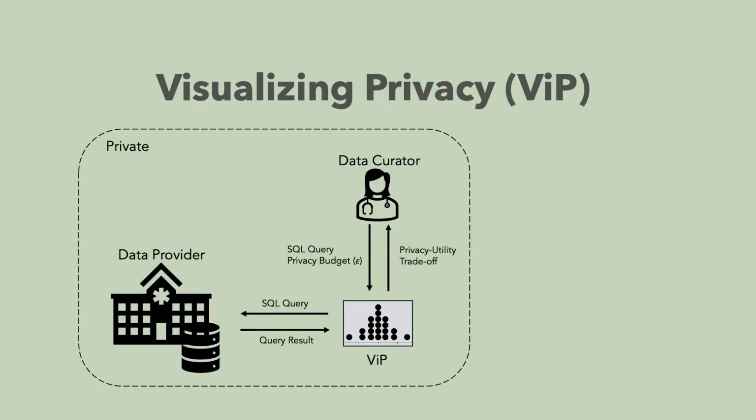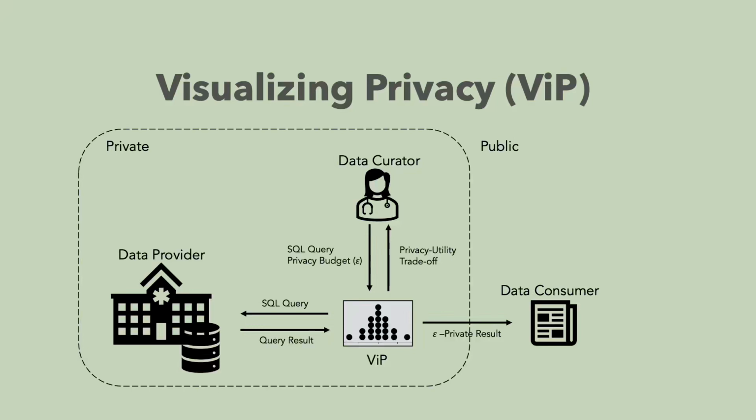The data curator makes queries to VIP and sets the privacy budget. VIP then accesses the private data from the data provider, in our case that's the hospital, and VIP then visualizes the privacy utility trade-off under the set privacy budget. The data curator can iteratively choose different values for the privacy budget and see the resulting privacy utility trade-off to make a decision about what an appropriate privacy budget is in their context. Once the data curator decides on a privacy budget for each query, VIP calculates privacy-preserving results that can be made available to the public, shown here in the diagram as the data consumer.